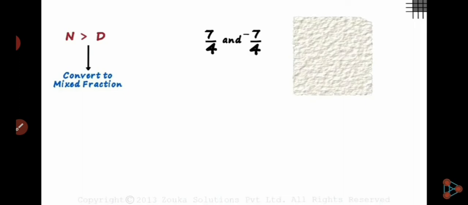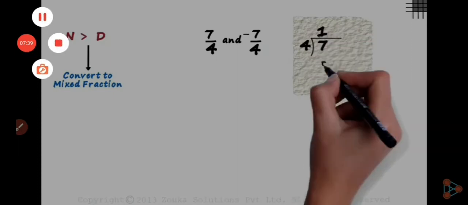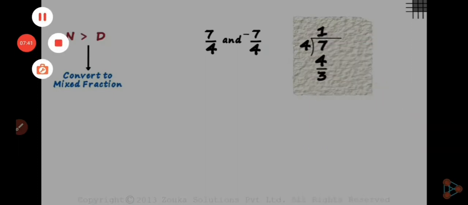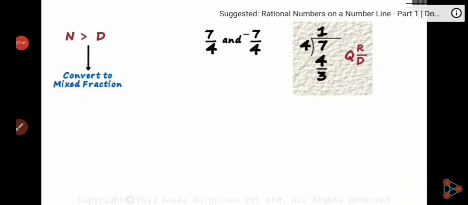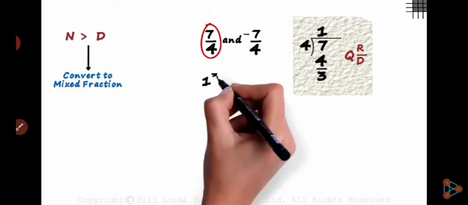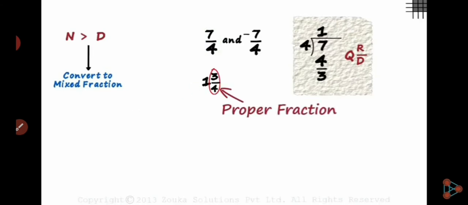We only have to divide 7 by 4. We get the quotient as 1 and the remainder as 3. So we write the mixed fraction as quotient, remainder by divisor. This is the whole part and this is the fractional part. So we can write 7 by 4 as 1, 3 by 4. 1 is called the whole number part and 3 by 4 is called the proper fraction part. Each of the 3 numbers, 1, 3 and 4, tell us something about where 7 by 4 is plotted on the number line.